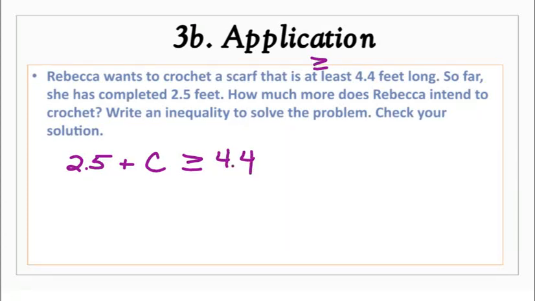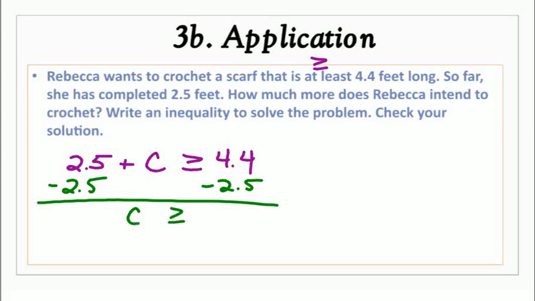How much more does she need to do? So I need to subtract 2.5 on both sides. And I get C is greater than or equal to. Can't take 5 away from 4, so I need to borrow. 14 minus 5 is 9. 3 minus 2 is 1. So she intends to crochet at least 1.9 feet. So that is our lesson today on solving inequalities by adding or subtracting.